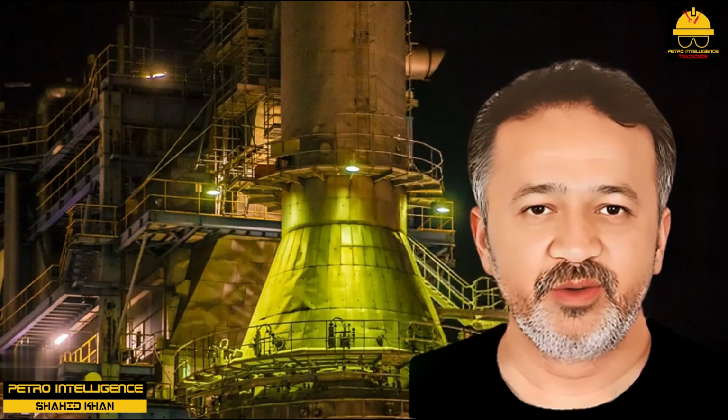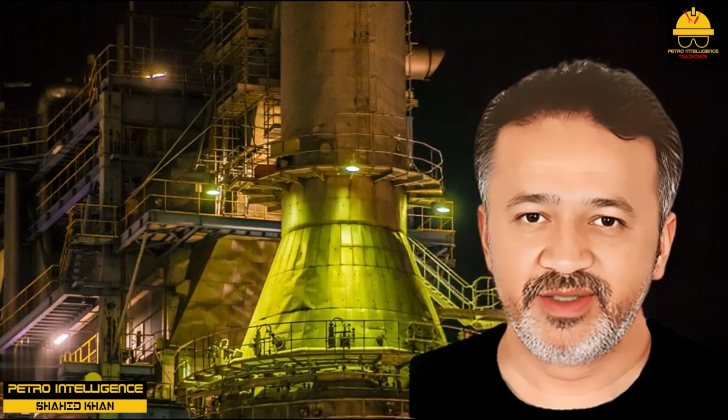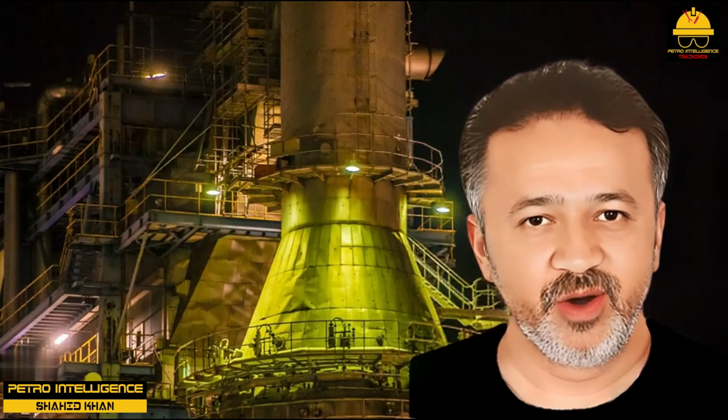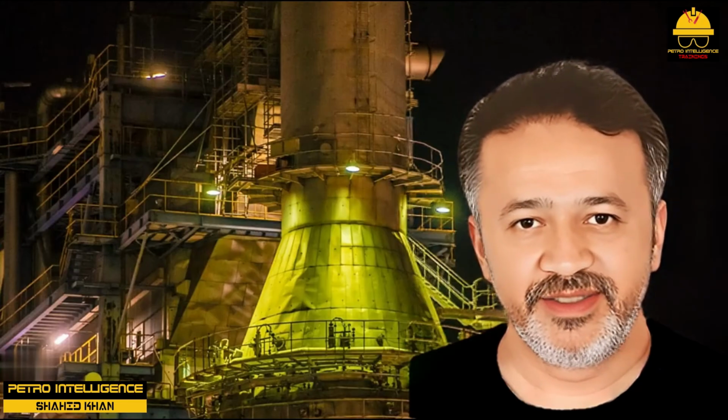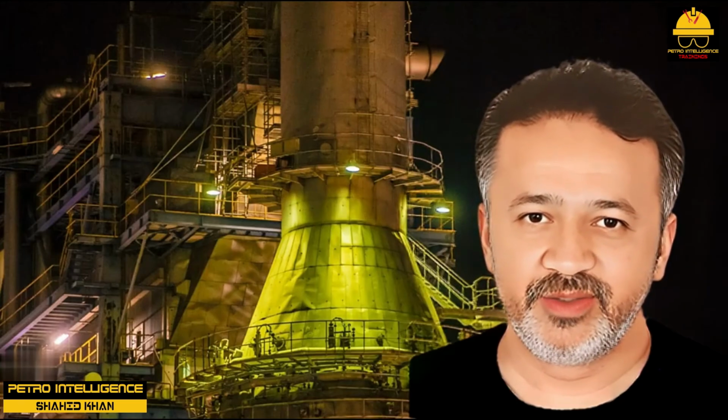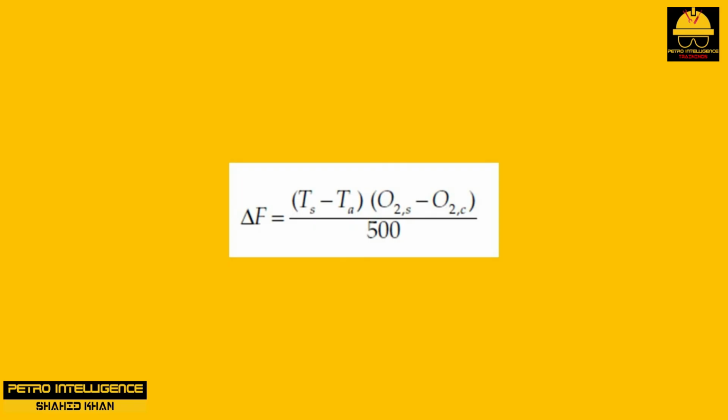Evaluating fuel wastage due to air leaks. Convective section air leaks reduce the thermal efficiency of the heater by mixing cold ambient air with hot flue gas. The resulting energy debit may be expressed as follows. Delta F equals Ts minus Tamb, times (O2S minus O2C), divided by 500, where delta F equals % heater fuel wasted through lost heat recovery in the convective section.